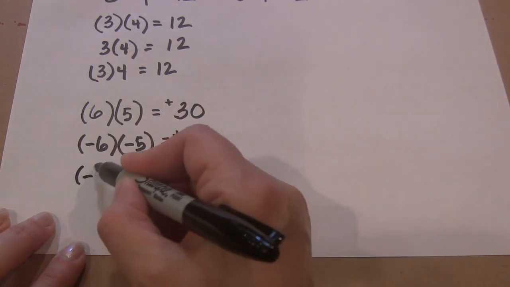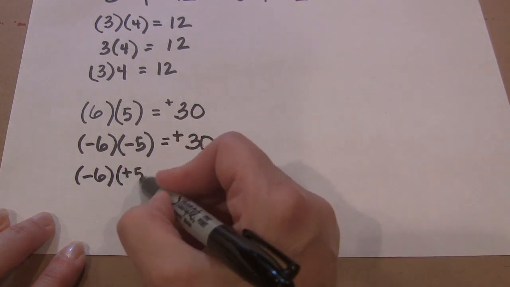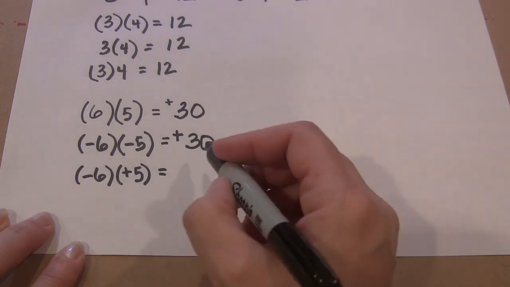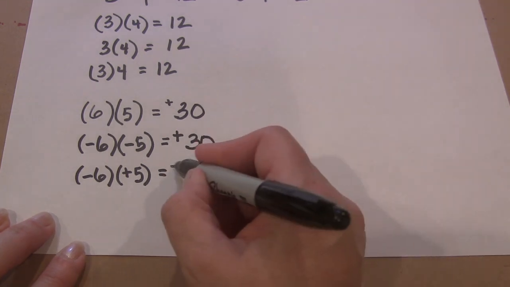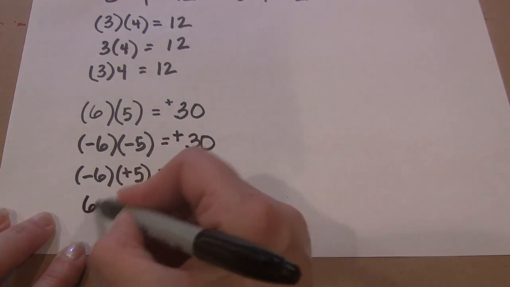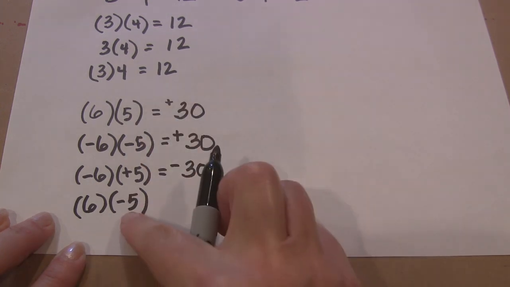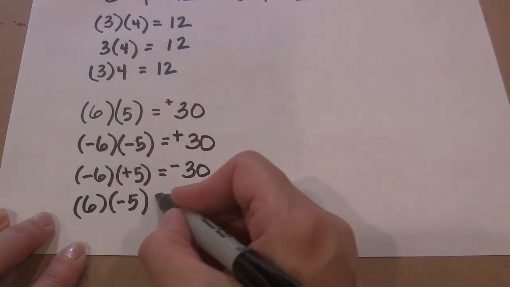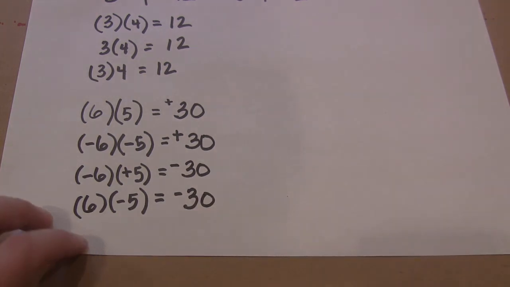Now, it gets a little trickier if you have a negative number and a positive number. If that's the case, you still get the 30, but this time it's a negative. It would be the same if the 6 were positive and the 5 were negative. Again, you just have one negative number being multiplied, and so your answer is going to be negative.